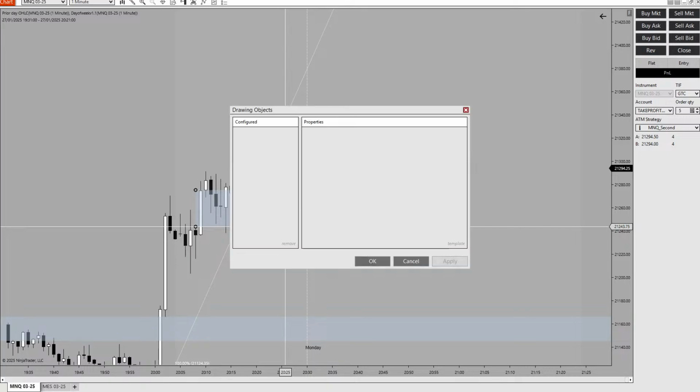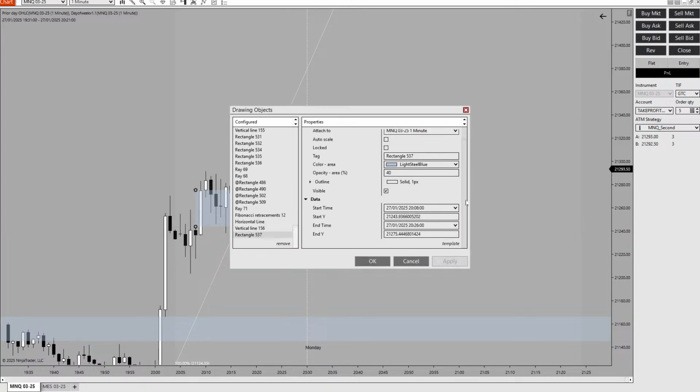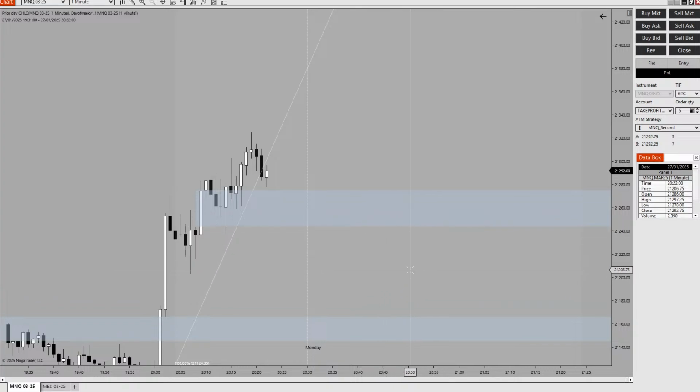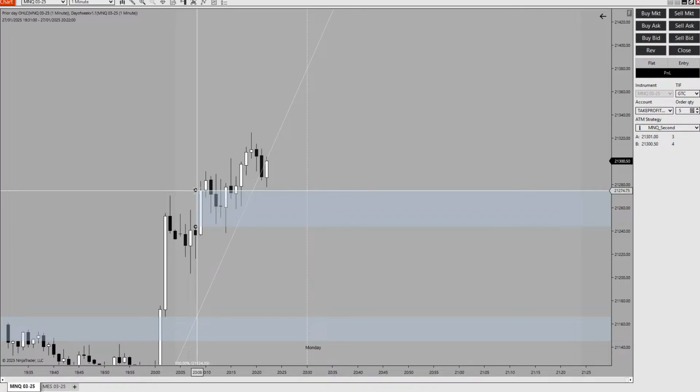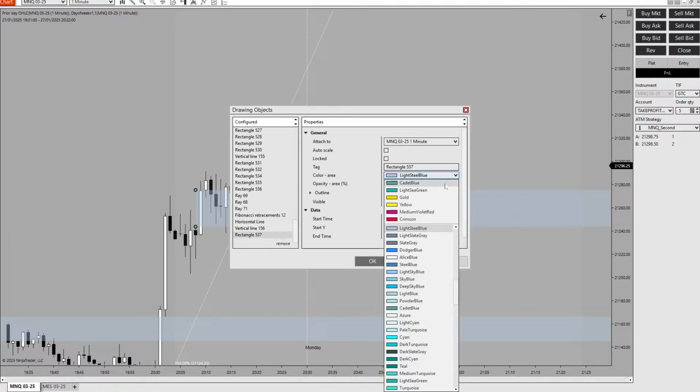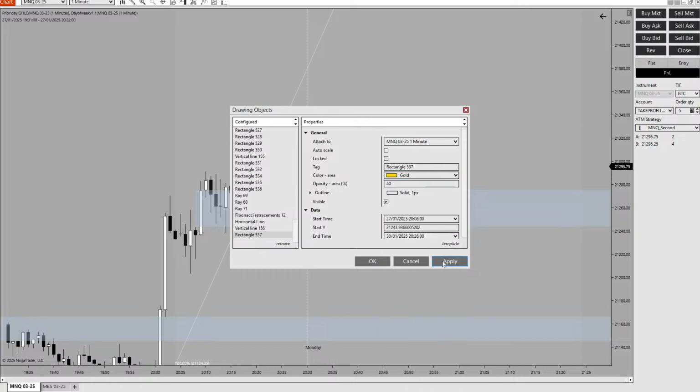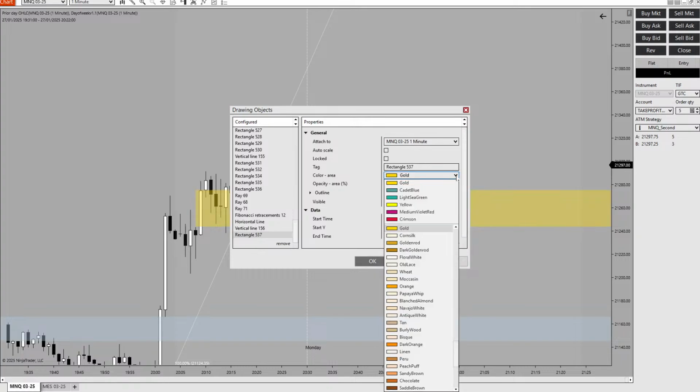We'll extend it for 3 days ahead. The way I do it is over here, I just change the date from 27, 28, 30. I'll just change it to 30. That should extend my first fair value gap for 3 days ahead. If you want, you can change the color to demarcate this fair value gap in a different color.